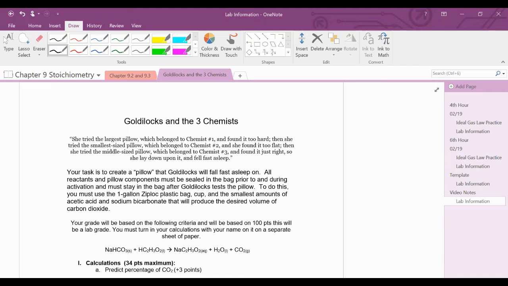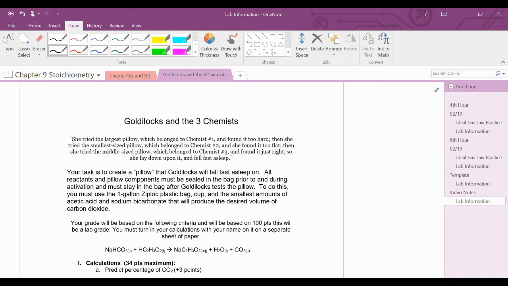Your task is to create a pillow that Goldilocks will fall fast asleep on. All reactants and pillow components must be sealed in the bag prior to and during activation and must stay in the bag after Goldilocks tests the pillow. To do this, you must use the 1-gallon Ziploc plastic bag, cup, and the smallest amounts of acetic acid and sodium bicarbonate that will produce the desired volume of carbon dioxide.